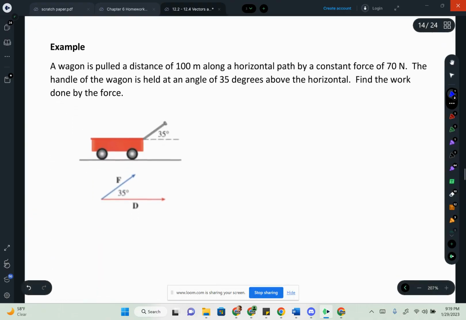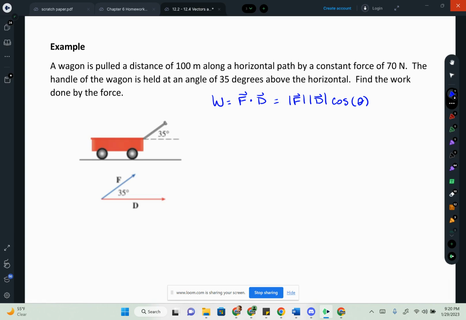We have a wagon, and it's pulled a distance of 100 meters along a horizontal path by a constant force of 70 newtons. The handle of the wagon is held at an angle of 35 degrees above the horizontal. Find the work done by the force. So the first thing we need to figure out is what we've been given. And we need to remember that work is the force vector times the distance vector, or it's the magnitude of the force times the magnitude of the distance times cosine of the angle between them.